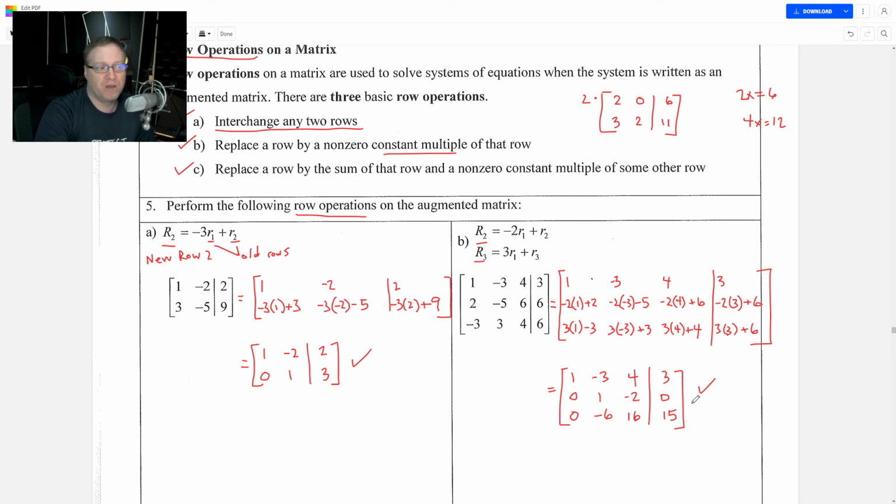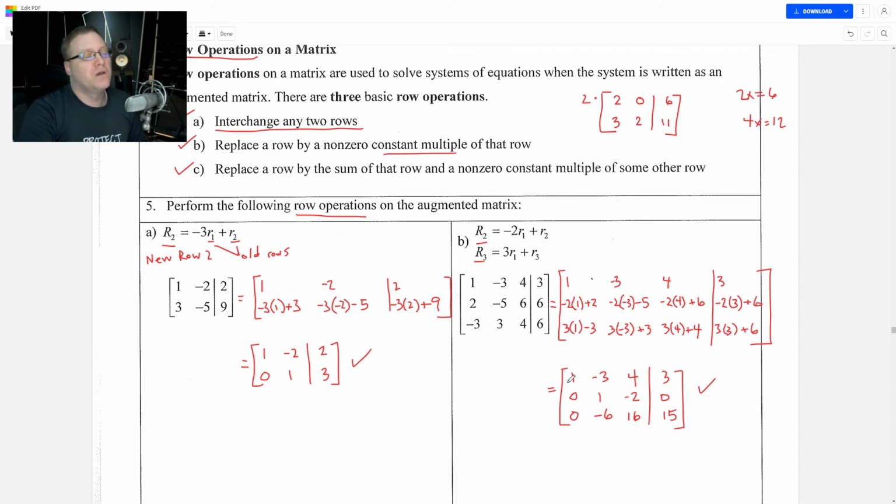All right. So tonight in your homework, you're going to have to do this. We're going to give you a matrix and you're going to have to perform row operations on the matrix. So I will give you, or the book will give you, row operations like this, and you will have to use the row operation to make a new matrix.